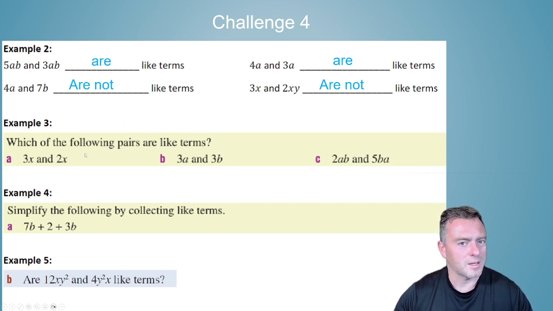Which of the following pairs are like terms? So yes, this is. No, this isn't, because it's got an A and a B. And yes, this one. So even though the order is slightly different, AB is exactly the same as BA because of the commutative law we've done before. Simplify the following by collecting like terms. So 7B plus 2 plus 3B, that becomes 10B plus 2. And the last one, we've got 12xy squared, 4y squared x. And because of the commutative law, we can swap that around. And yes, they are like terms.